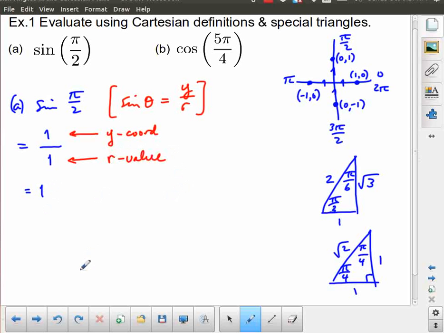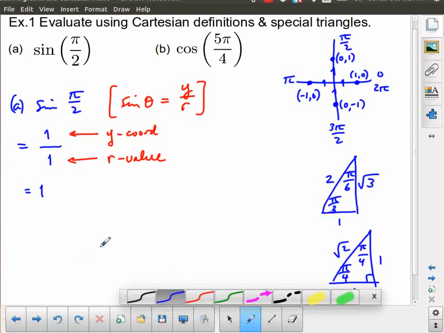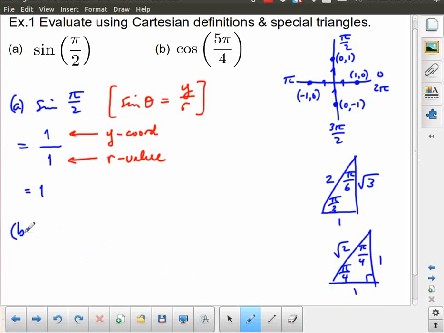And so we end up with this final answer. Now you see, I didn't even use special triangles for that one. I am going to use special triangles and the cast rule for this next one. This next one says the cosine of 5 pi by 4.